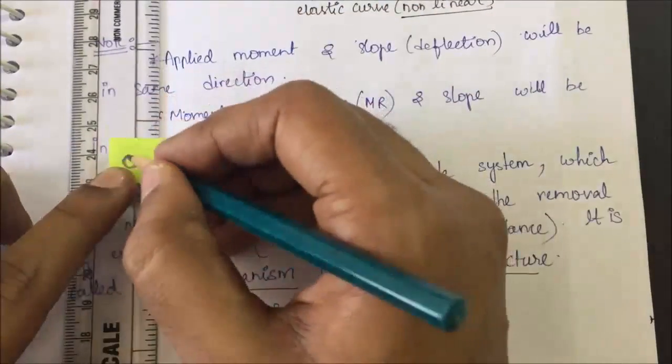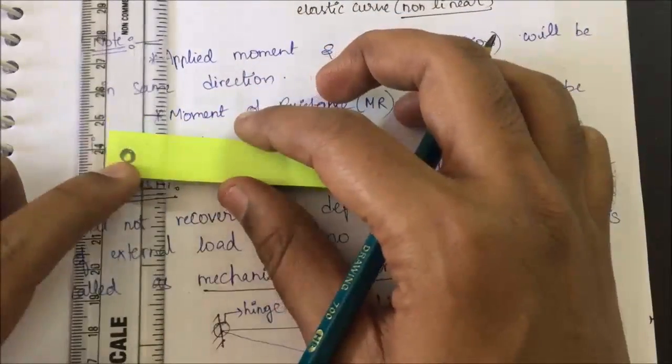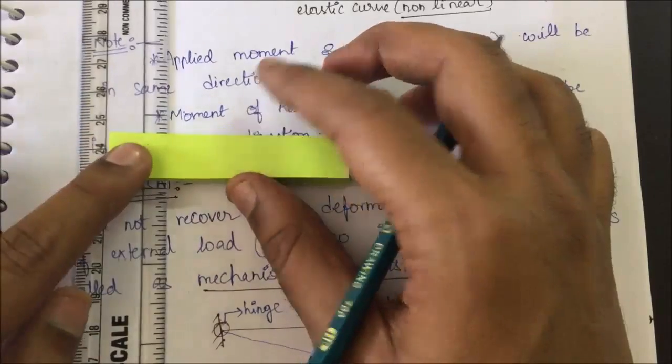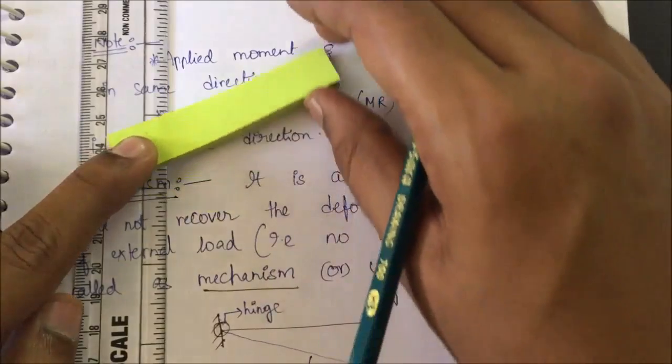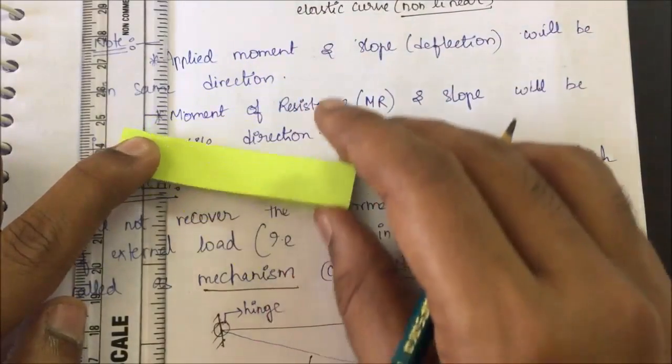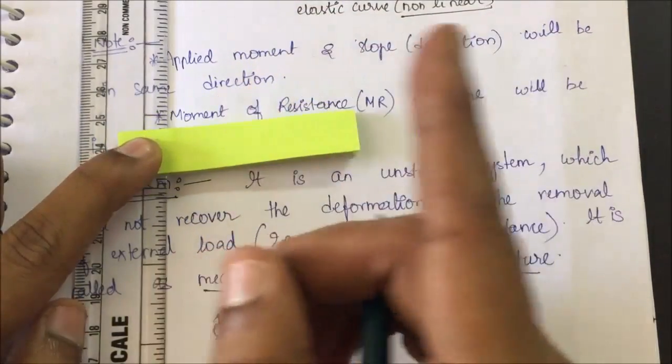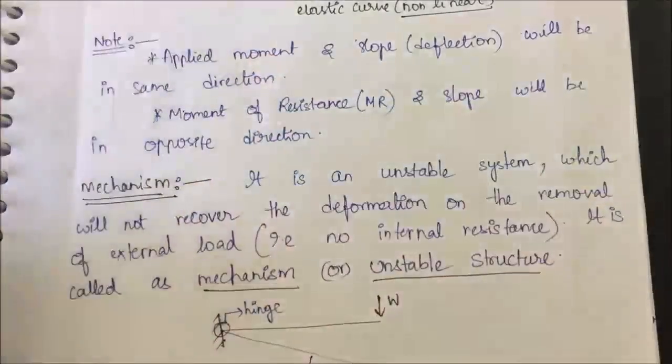There is only one bolt or one rivet through which it is attached. So what will happen if you apply some load? It is free to move. It will move freely like this. That is the main difference between a fixed support and a hinge support. I hope I am clear, right?